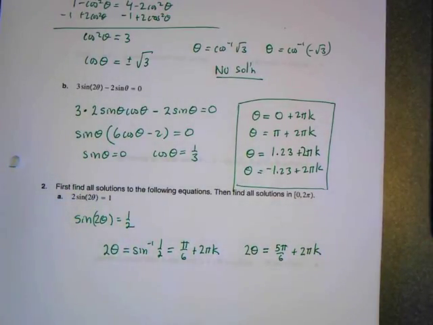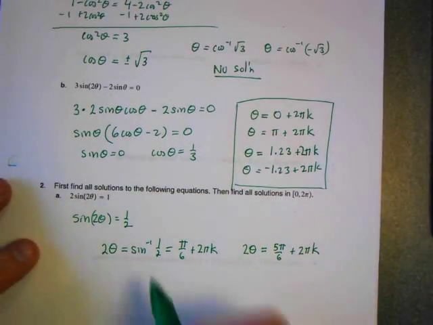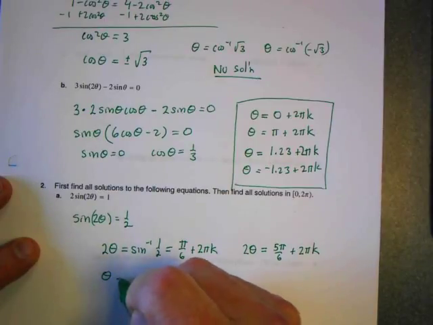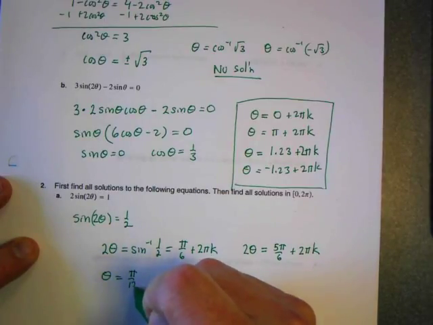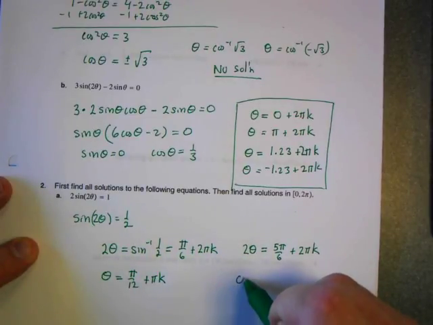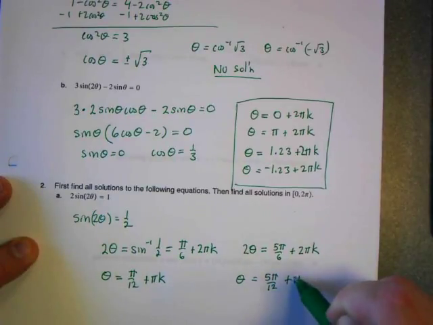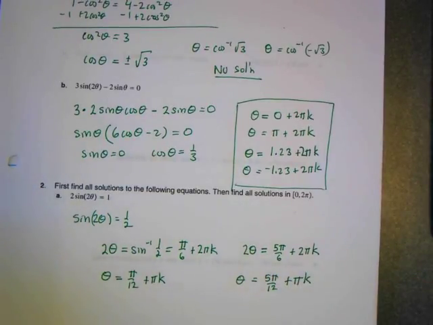All right, then we take both of these equations that we have and we divide both sides by 2. So our answer is theta equals pi over 12 plus pi k. And over here we have theta is 5 pi over 12 plus pi k. Make sure when you divide by 2, you divide everything by 2, including the 2 pi k. We'll talk about why pi k here in just a minute.